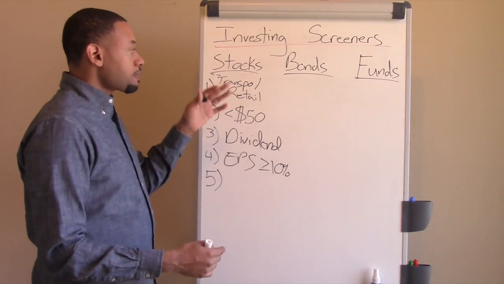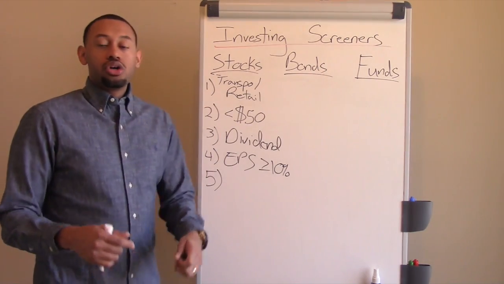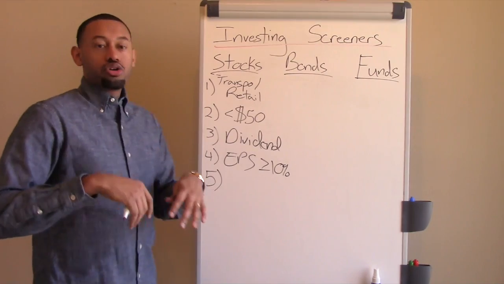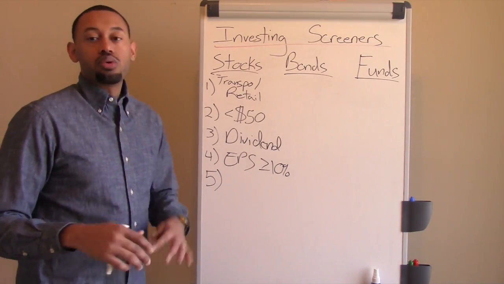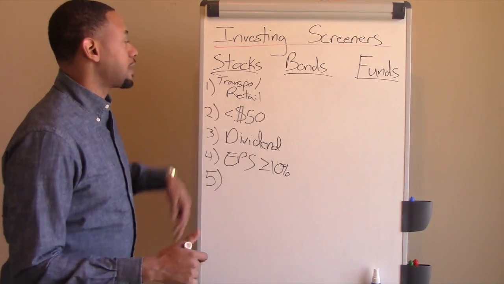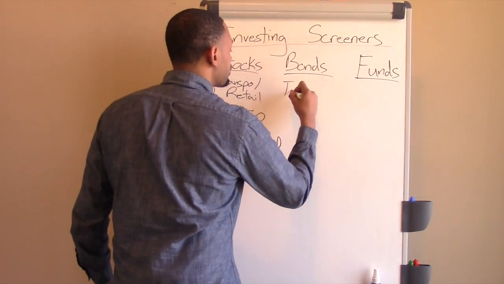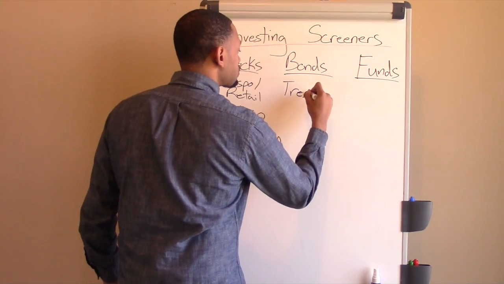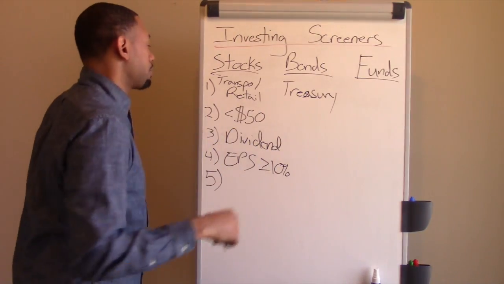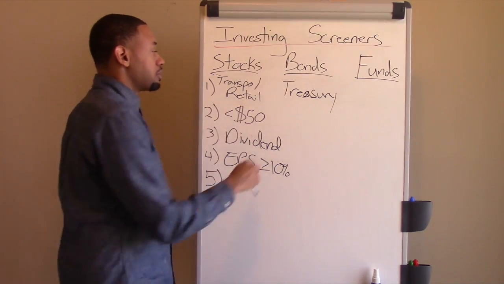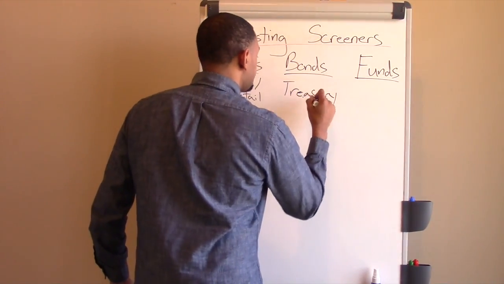So let's say for bonds, you want to be the safest possible investment. You don't want to deal with anything major. So you're like, okay, I'm only going to buy treasury bonds. So you cut out municipal, you cut out corporate bonds. I only want to buy treasury bonds. Let's go ahead and fix that.